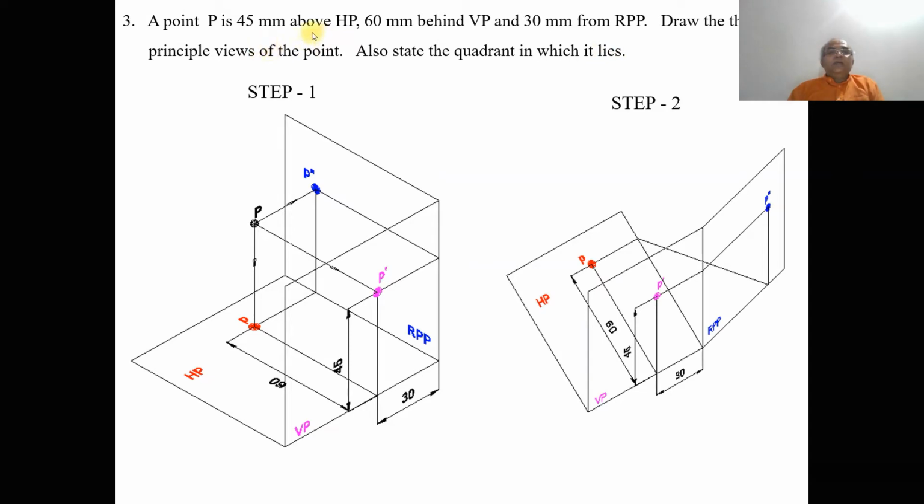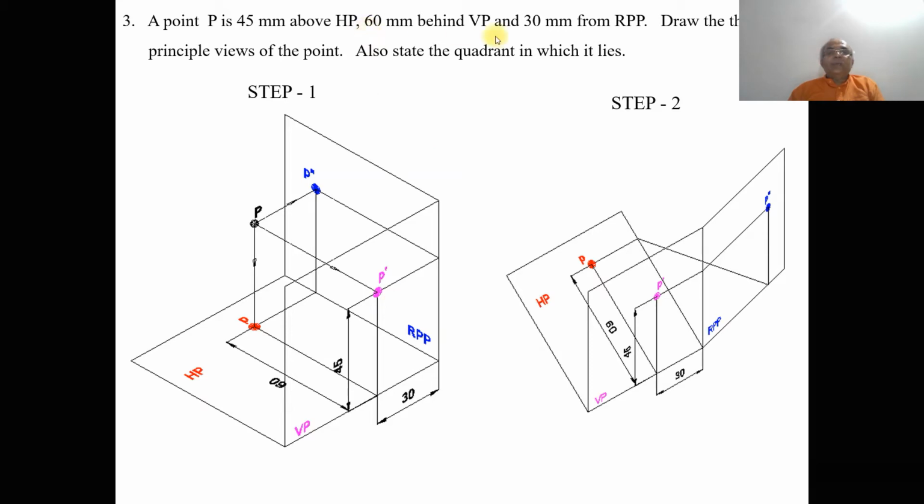So, here to decide whether this point is in the second quadrant or not, the condition has to be above HP and behind VP. As we see, it is behind VP. Obviously, it should be behind RPP. So, behind RPP means it should be the right side view. Here the distance is 45 mm above HP. When you look from the front view, I can see the distance above HP. When it is projected onto the vertical plane, you are going to get this distance, 45 mm above HP. So, that I can see from the front view.